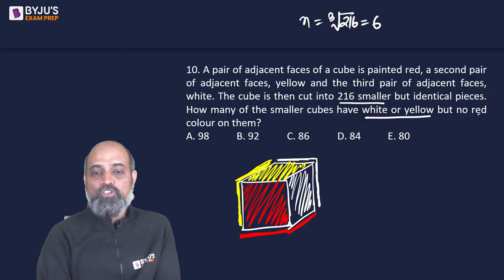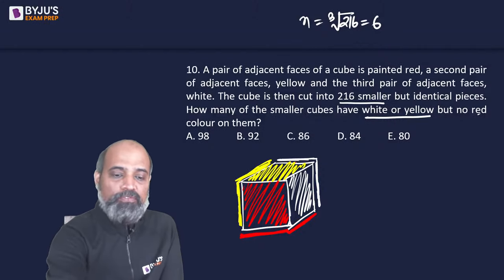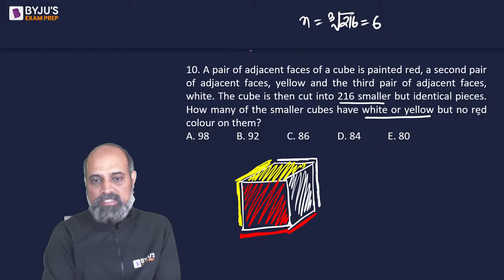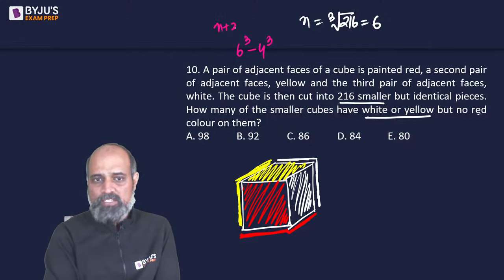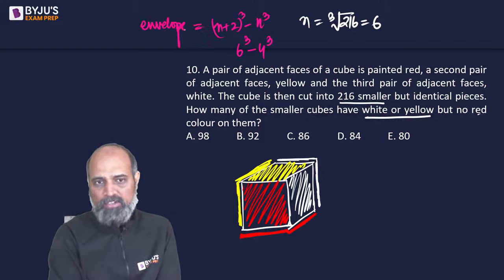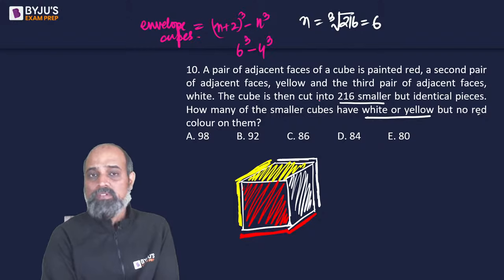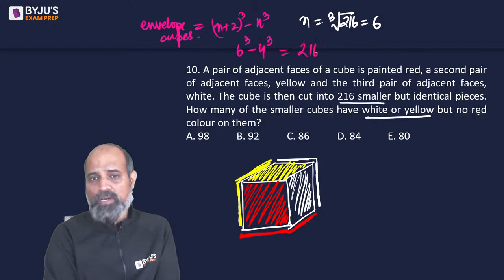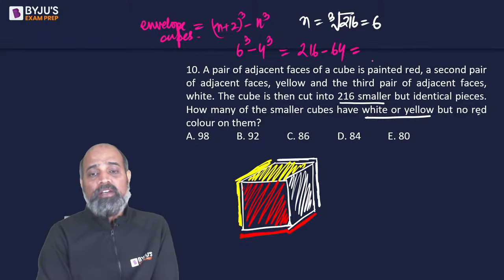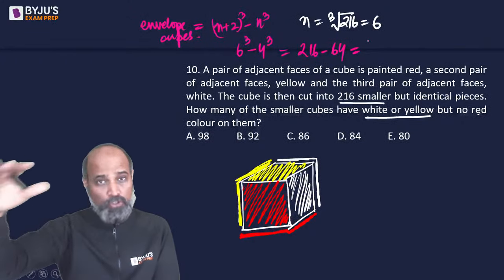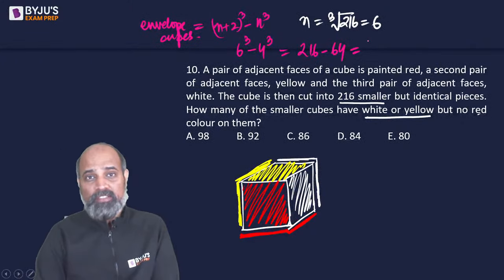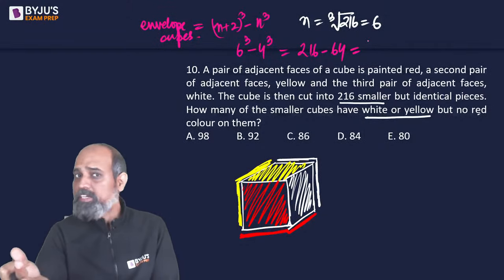So how many cubes are we going to have here? So can we say that 6 cube minus 4 cube? What is 4 cube? Remember, n plus 2 का whole cube minus n cube gives you the envelope, यानी बाहर वाले cubes. So 6 cube minus 4 cube, that is 216 minus 64, is going to give us all these red, white and yellow colored cubes that are on the surface. अंदर वाले में तो ना तो red है ना yellow ना white, so we can't take those.